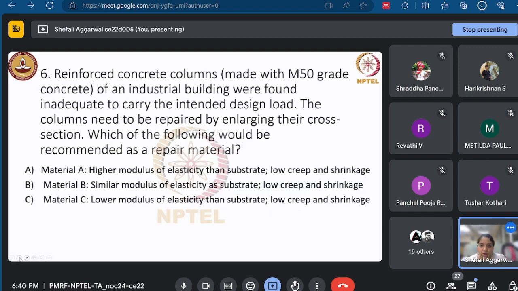Some concrete columns made with M50 grade concrete of an industrial building were found inadequate to carry the intended design load. The columns need to be repaired by enlarging their cross section. Which would be the recommended repair material? A material with higher modulus of elasticity than substrate, with lower creep and shrinkage, or similar modulus of elasticity with lower creep and shrinkage, or lower modulus of elasticity with lower creep and shrinkage. What can be the answer?